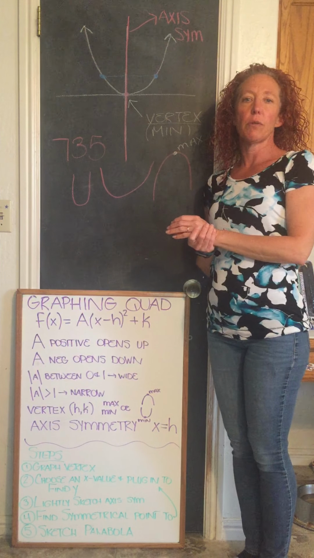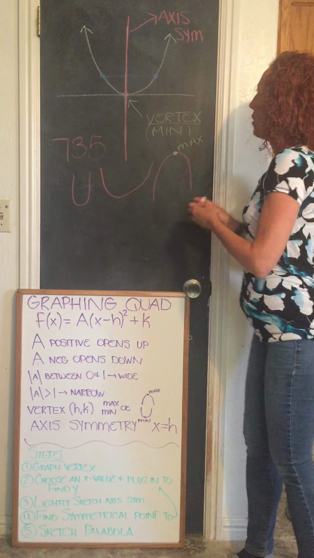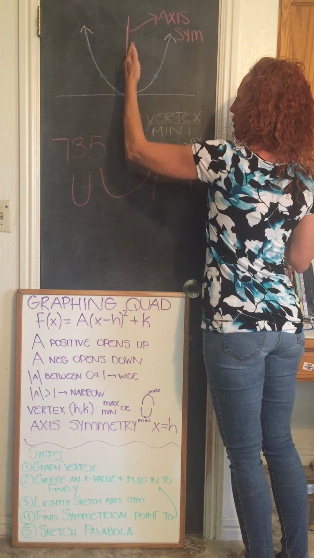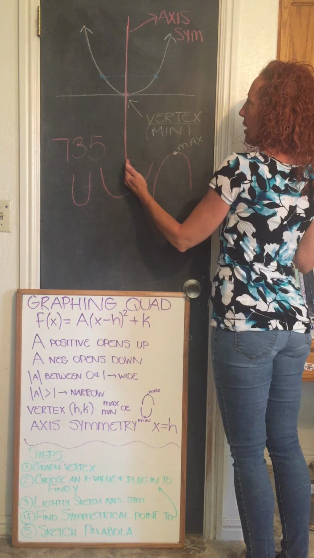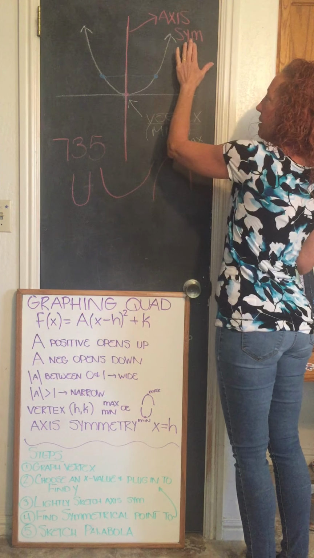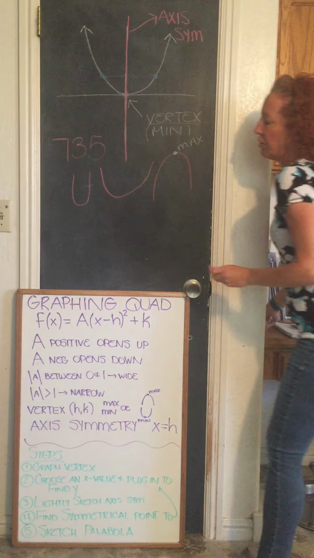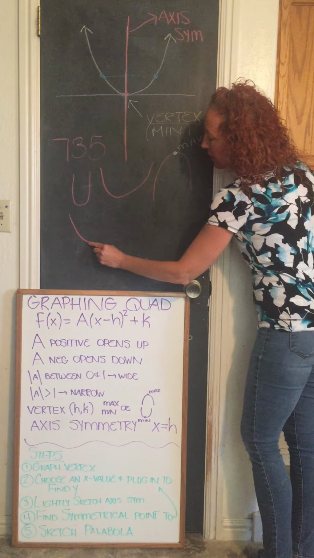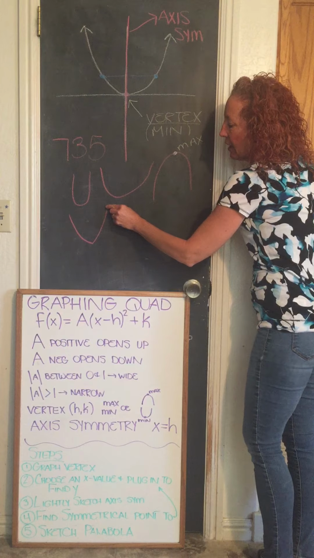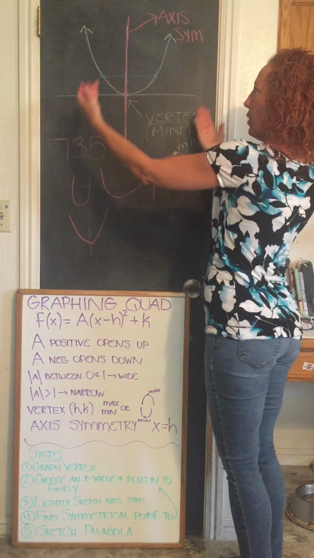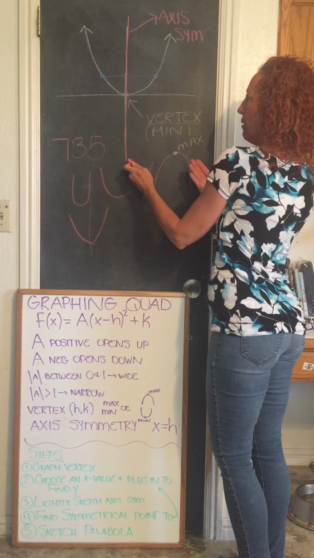Your graph also has symmetry. The vertical line that goes straight through that vertex is called your axis of symmetry, because we don't have a situation where maybe it's wide on one side and then skinny on the other. It's not like that. It has to have the same width on both sides of this middle line.